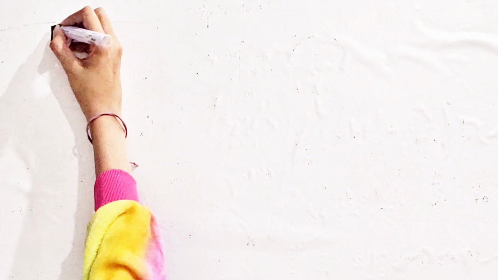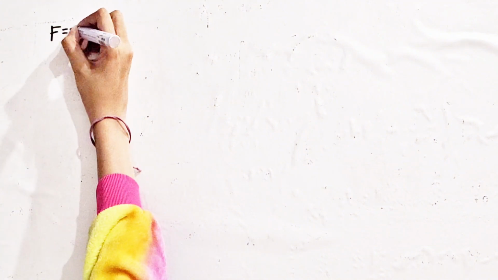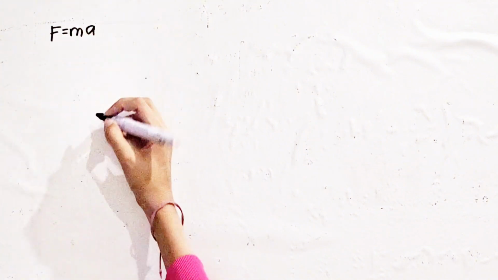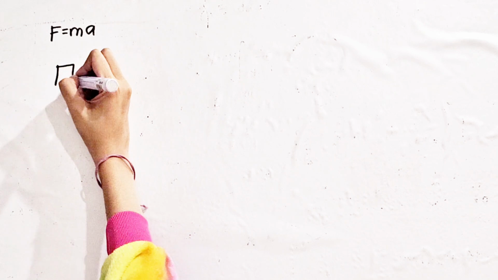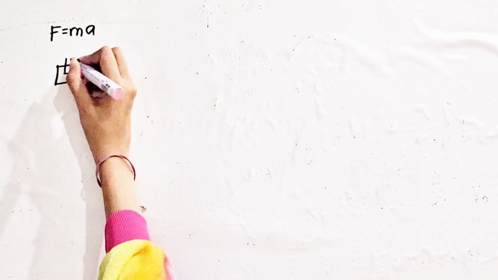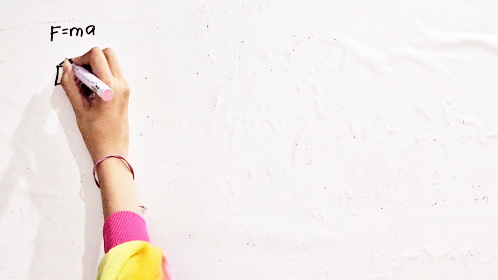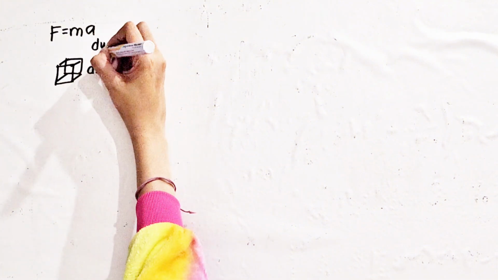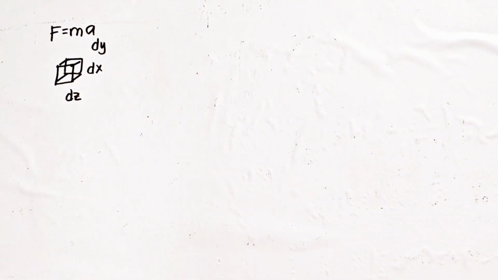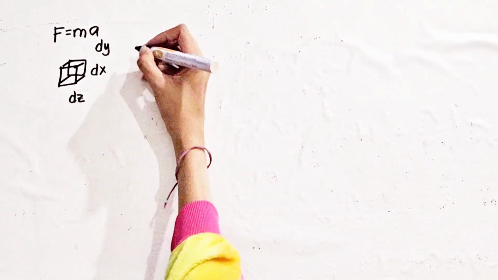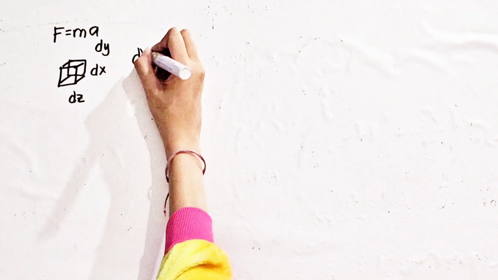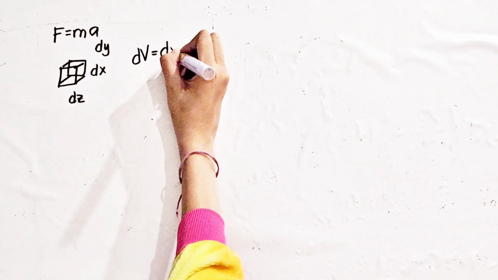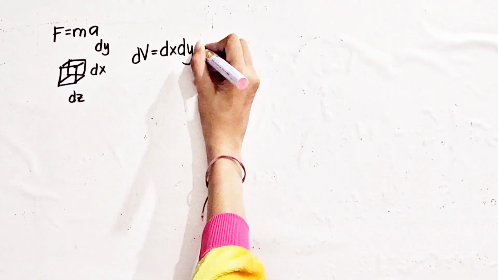So first, we start out with Newton's second law of motion. Force equals mass times acceleration. And we'll apply that onto a very, very small fluid element. It's so small that it has dimensions dx, dy, and dz. That means that's really, really small. And with those dimensions, we can therefore express the volume of this fluid element as dV equals dx dy dz.